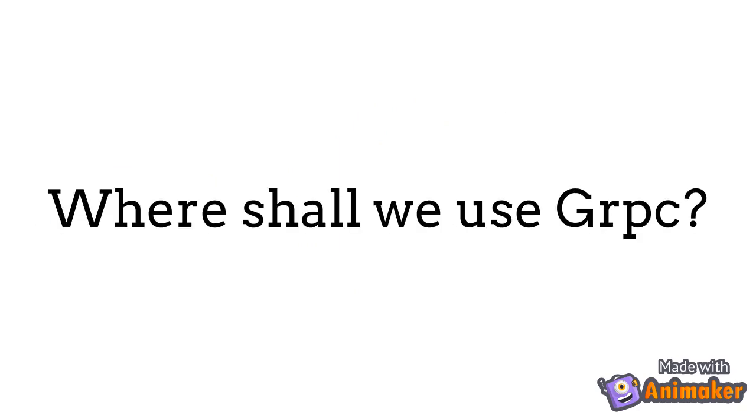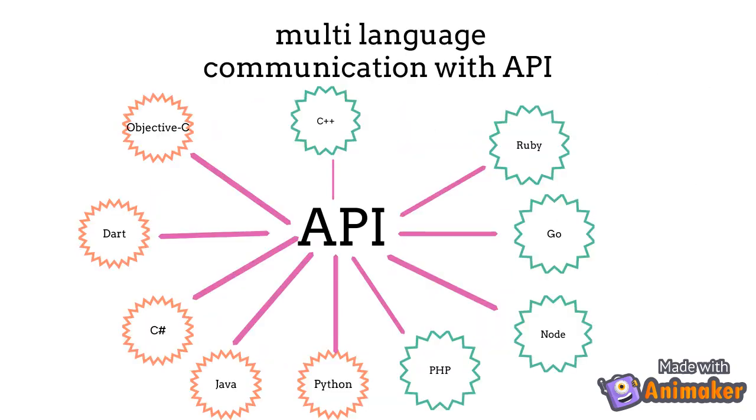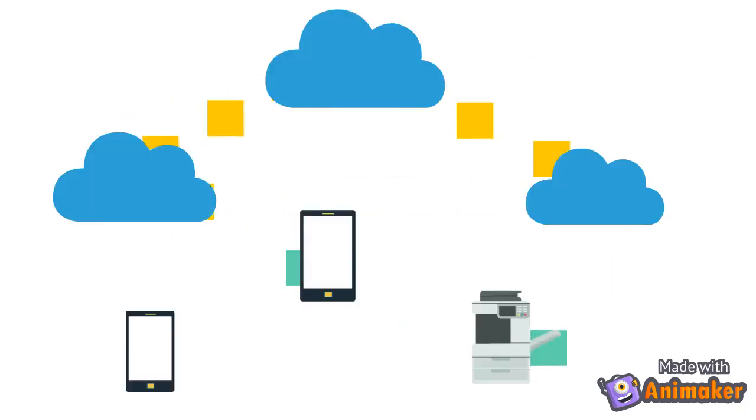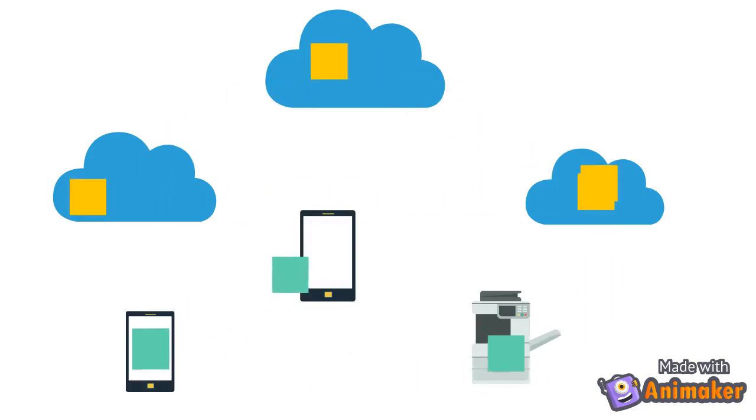Where shall we use gRPC? For large-scale microservice communication, multi-language communications with idiomatic APIs, highly efficient communication for cloud services, and device-to-device and device-to-cloud for embedded systems. Those are suggested uses for gRPC.